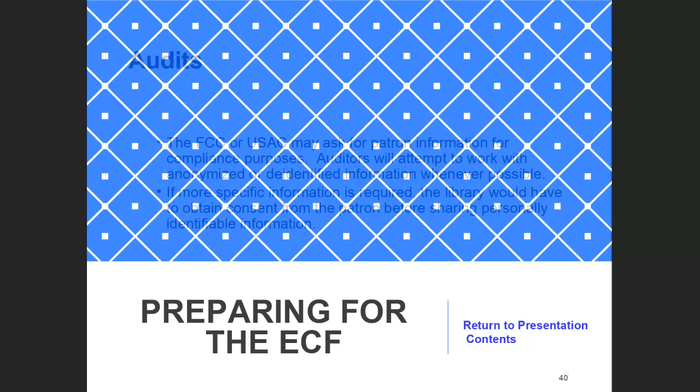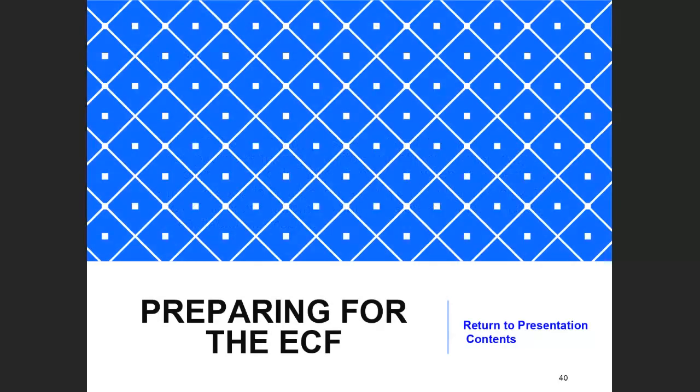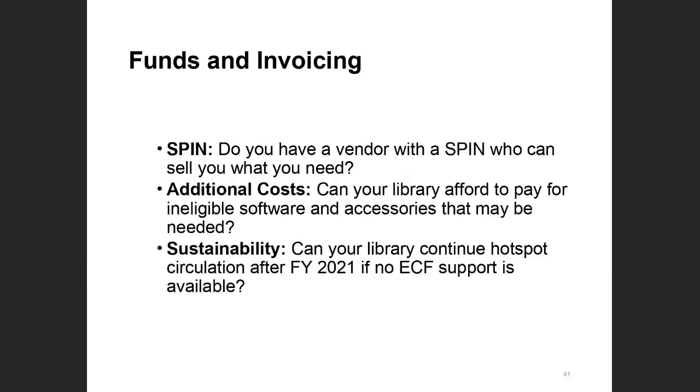Okay, what can we do to prepare for the Emergency Connectivity Fund? Because we know the application window hasn't been announced yet, but there are definitely things we can go ahead and be doing to get ourselves ready. So you may want to think about any additional costs. Can your library afford to pay for various accessories or some software for the laptops or anything else you might need to get your lending program off the ground?